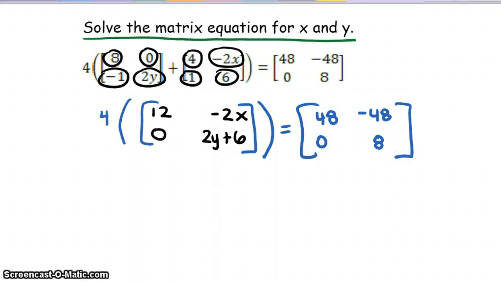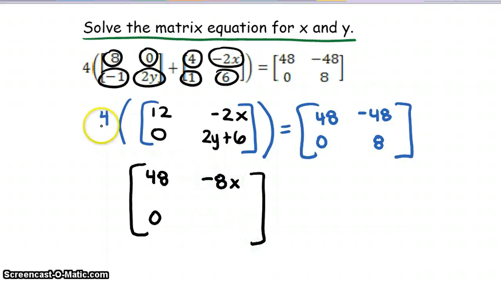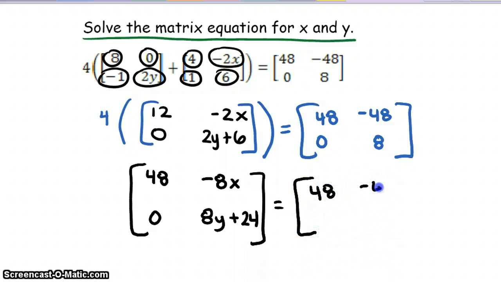Now, the last thing we have to do is make sure we distribute the scalar number to the matrix. So we get 4 times 12 is 48. 4 times 0 is 0. We have 4 times negative 2x is negative 8x. And when you're distributing that 4 to this expression 2y plus 6, make sure you do it to every part of it. So it's going to be 4 times 2y, which is 8y. But you're also going to do 4 times 6, which is plus 24, equals the expression that we see on the right side again. So here's that matrix.